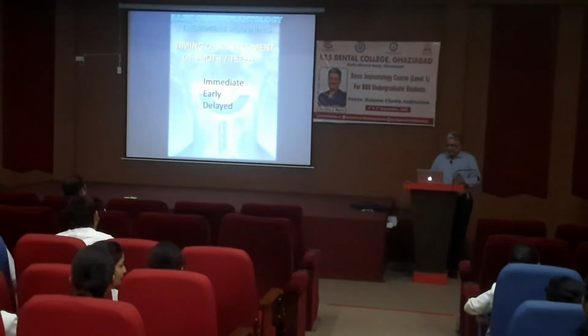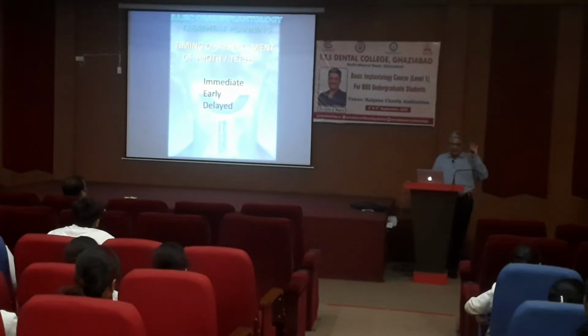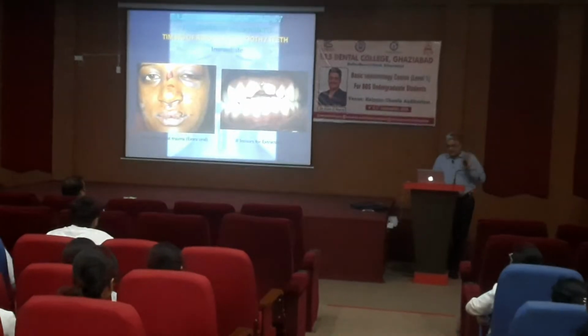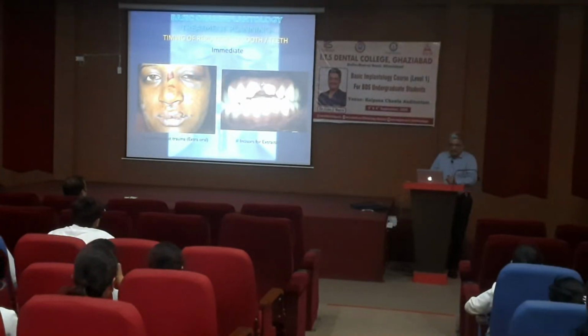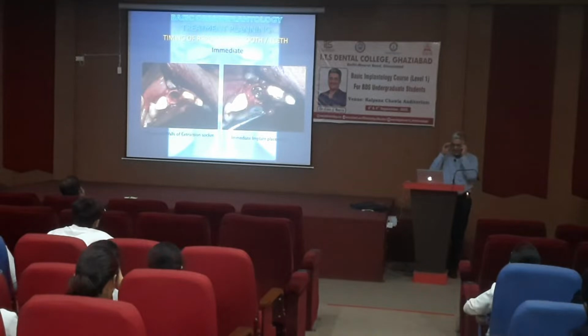So, now timing of placement of an implant or a tooth. First is immediate, early and delayed. There are 3 kinds. You all know? Yes or no? So what is immediate? Let's say, for example, when the patient comes after a trauma. He or she has lost a tooth. Most of the time it is the anterior tooth. So this is the condition. Both front teeth were fractured. So we planned for a root canal in one of them, and then the other one was extracted.